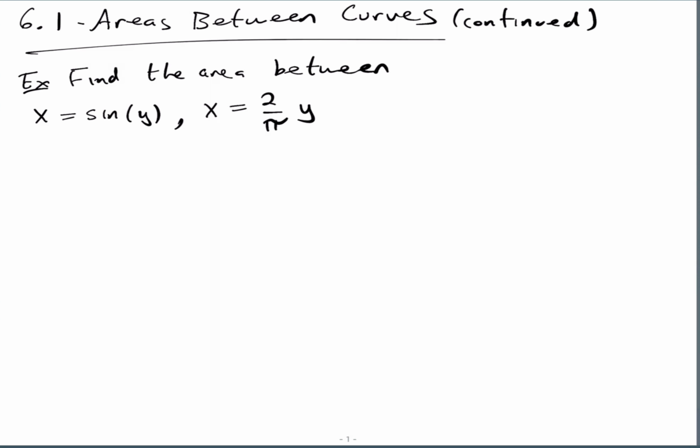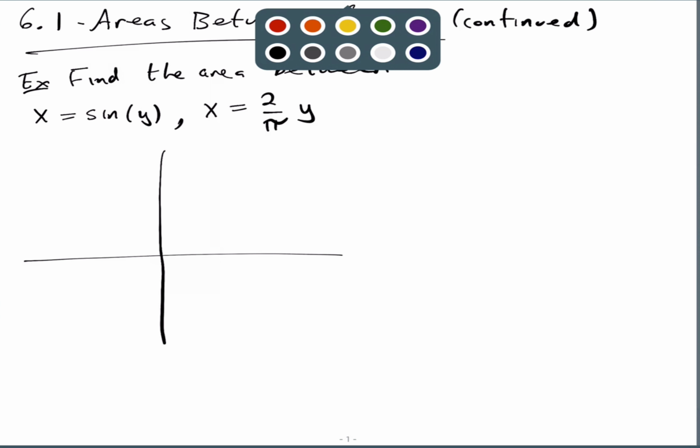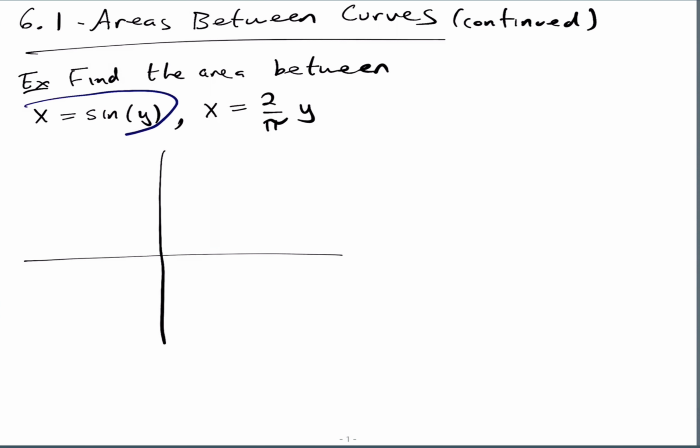So what do we do first? You guys remember? We draw a picture. That's right. Okay, so we draw a picture. Now let's color code these here. So let's say this is the blue: x equals sine of y. Well, have we ever graphed x equals sine of y before? Never, right? We know how to graph y equals sine of x, though, right?